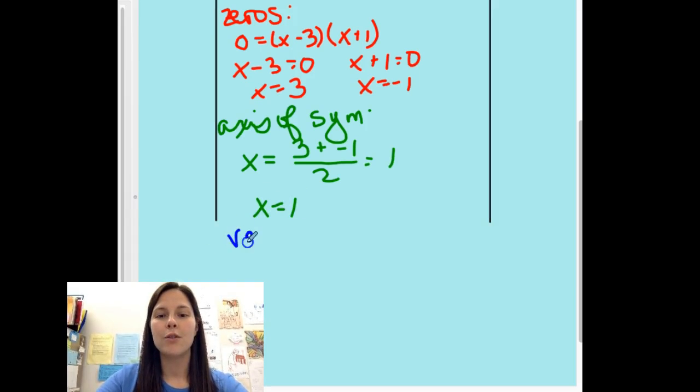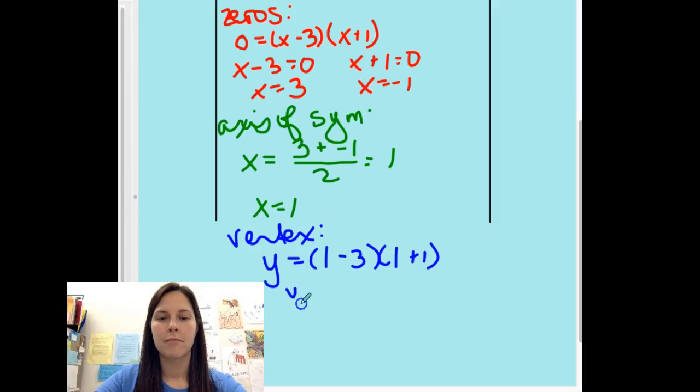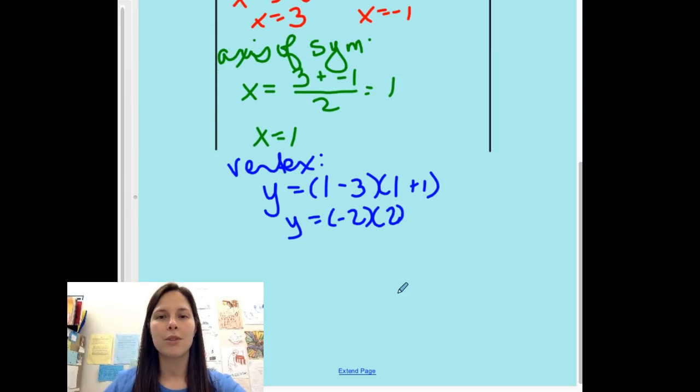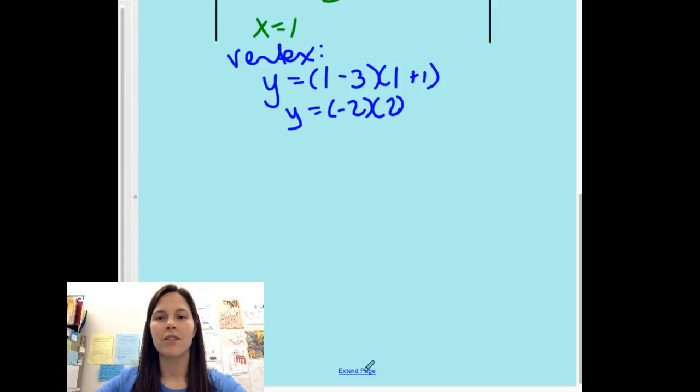And finally, we can use that to find the vertex. Once you have the axis of symmetry, that is the x-coordinate of your vertex. So you substitute that back into the equation for x, and you solve for y. 1 minus 3 is -2. 1 plus 1 is 2. Notice how those numbers are the same, they're just opposite signs. That happens when you're finding the vertex.